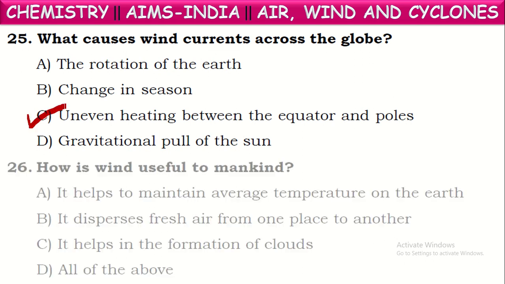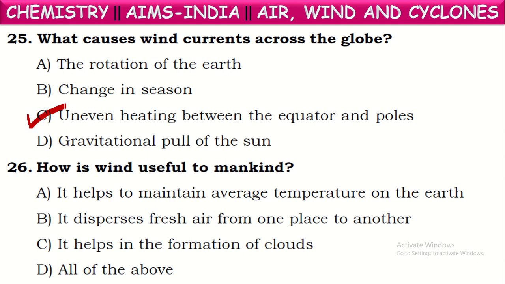Okay, next one. How is wind useful to mankind? How is wind useful to us? See the first one. It helps to maintain average temperature on the earth. Yes, it is also correct that certain gases trap the sunlight and maintain a certain average temperature around the earth. This is correct.